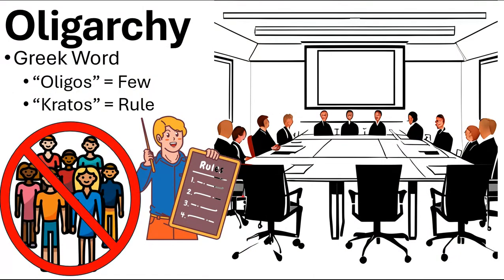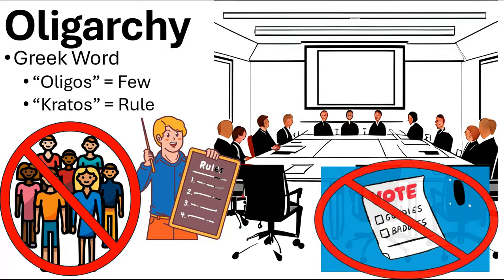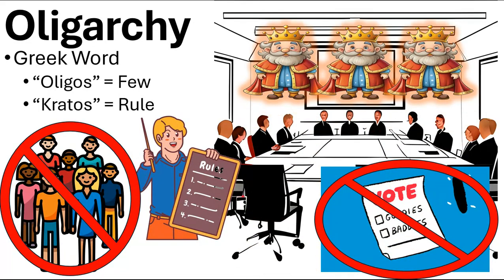In an oligarchy, the people do not rule. The people do not vote. The people do not make decisions. A king does not rule. A king does not make decisions. The decisions, the rules, the direction of the nation are decided by the few, by a select elite. One way of envisioning it is you have multiple kings working together, often behind the scenes, making all of the decisions, writing all the rules, enforcing all of the rules for the nation.